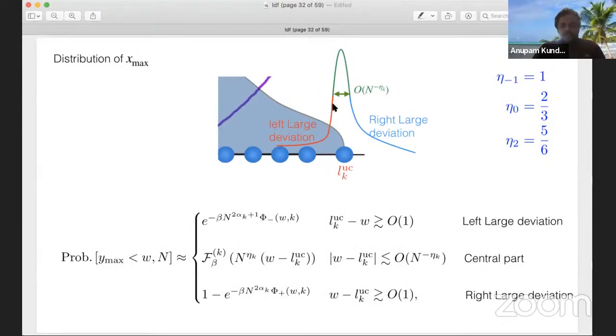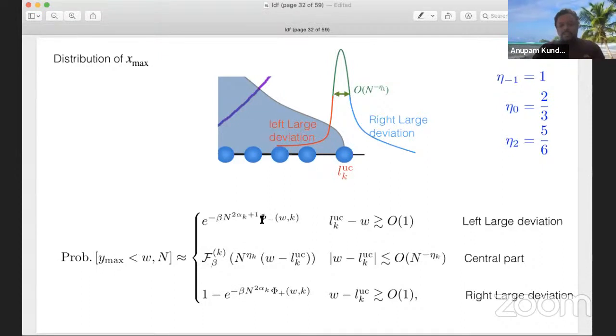So for large N, we see that this y_max variable fluctuates around this mean value over a scale of N to the power minus eta_k. Eta_k is another k-dependent exponent, and this is the typical fluctuation. And you have a distribution for this, but that distribution does not describe large deviations. Large deviations are actually order 1 distance away from this. It's not of this scale. It's very far from this mean.